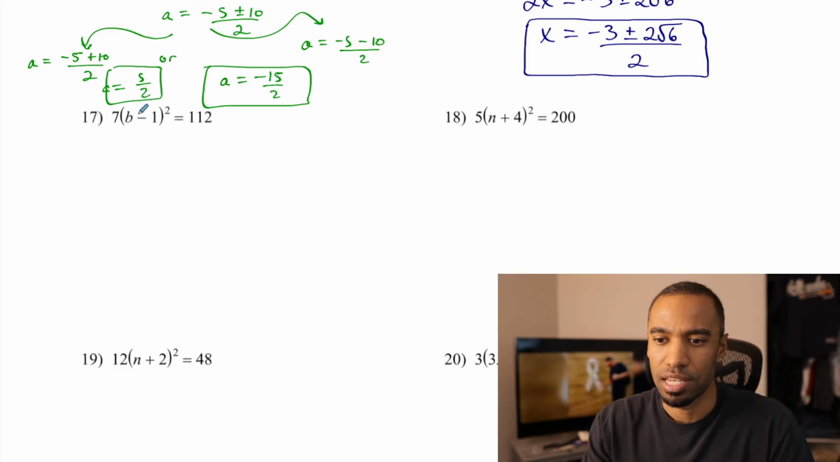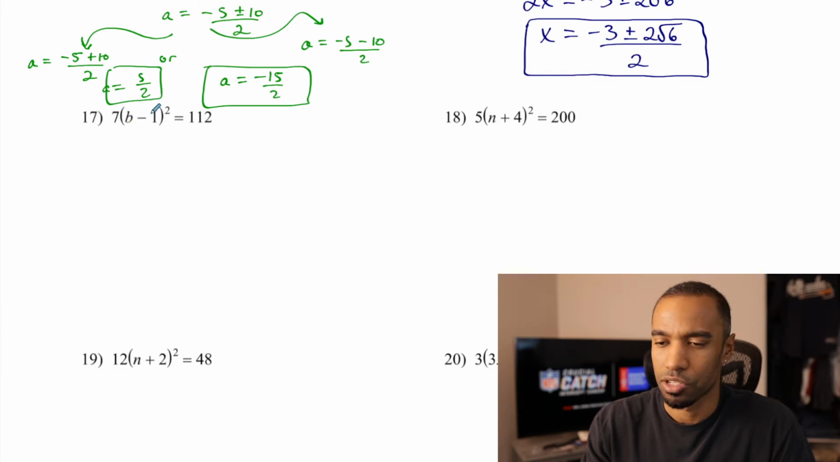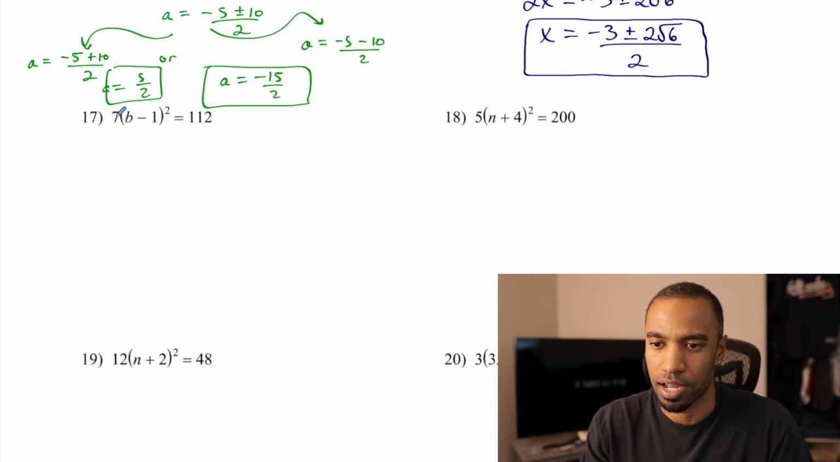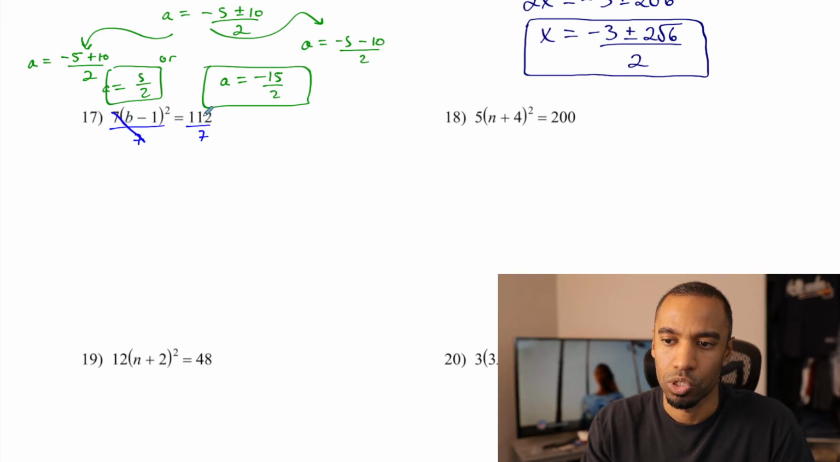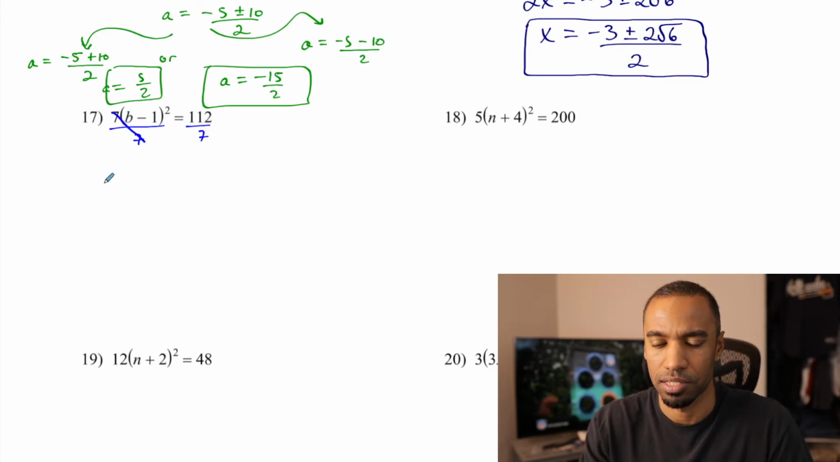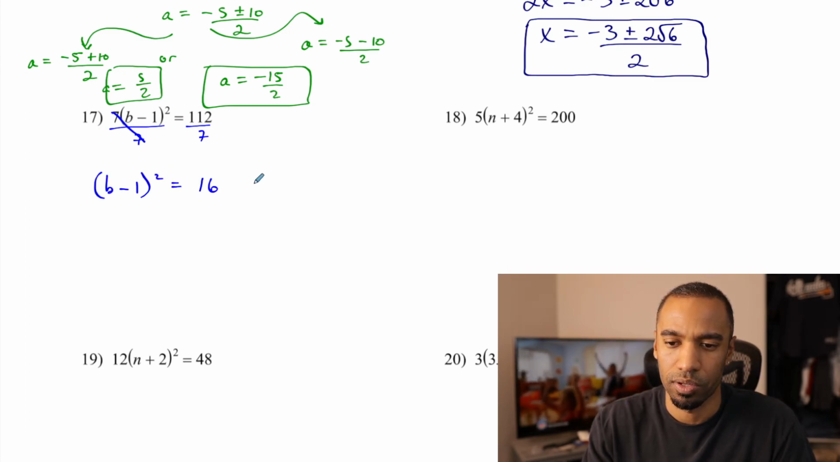All right, number 17. 7 times b minus 1 quantity squared equals 112. Same kind of deal, guys. This is not yet a squared. The squared quantity is not yet isolated. The 7's in the way. I want to divide by 7 happily. And 112, we've seen this 112 a couple times. I think that's 16. 112 over 7 is 16. So b minus 1 squared equals 16.